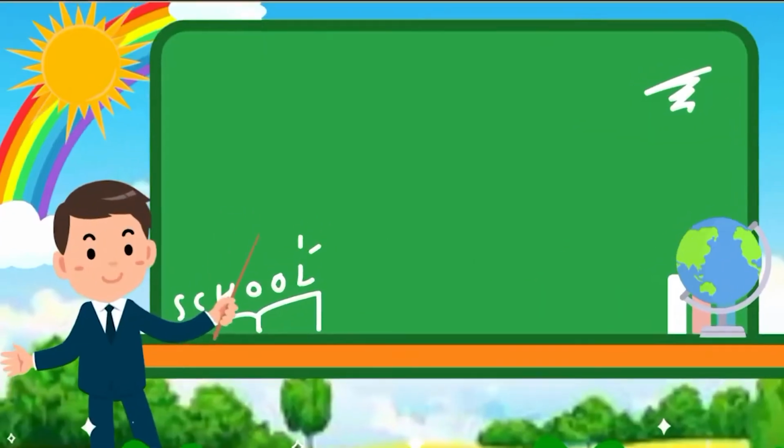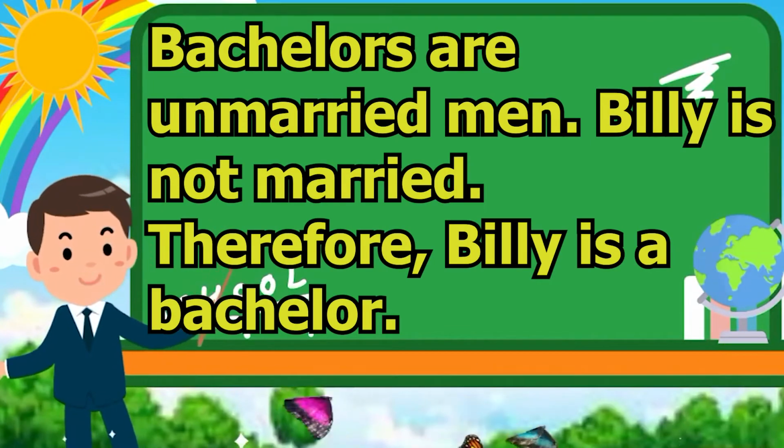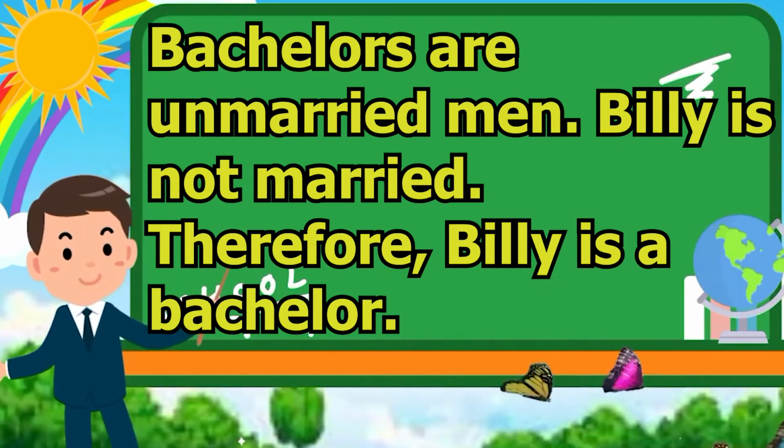How about bachelors are unmarried men? Billy is not married. Therefore, Billy is a bachelor. What type of argument is it? That's correct. The sentence has deductive argument.